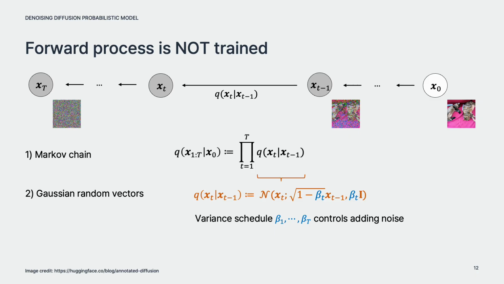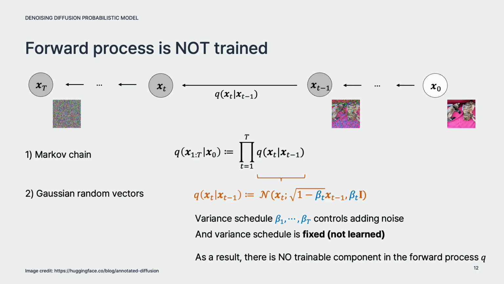An important characteristic of DDPM is that this variance schedule is fixed, not learned. As a result, there is no trainable component in this forward process Q. This is in contrast to generative models like VAE, where the latent encoder Q also contains learnable parameters.